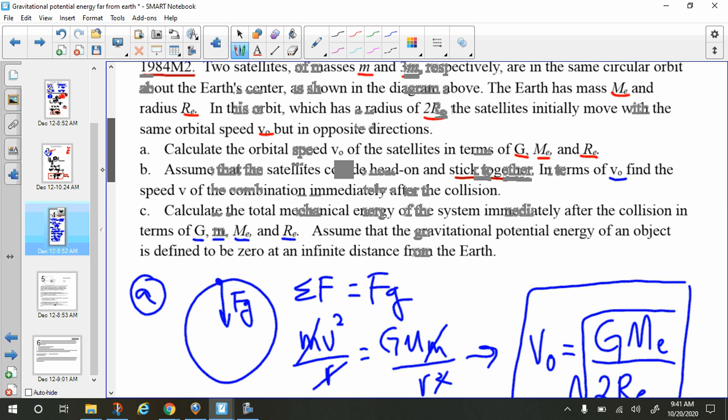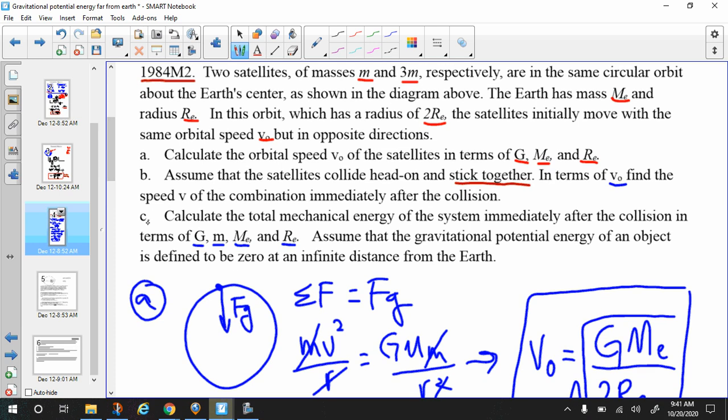Now, on to the question that pertains to what we just talked about. Calculate the total mechanical energy of the system immediately after the collision in terms of G, little m, which is the mass of, well, it's m, this m here, mass of the Earth, and radius of the Earth. Assume the gravitational potential energy of an object is defined to be 0 at an infinite distance from the Earth. Now, this is stated here in this problem, and that means that we're using the equation U equals negative GMm over d.